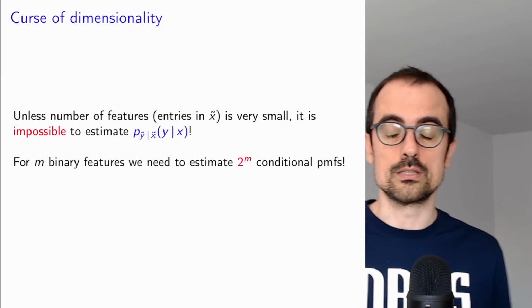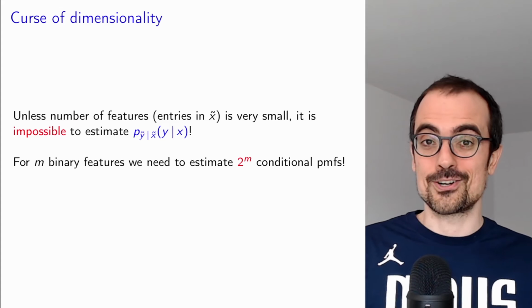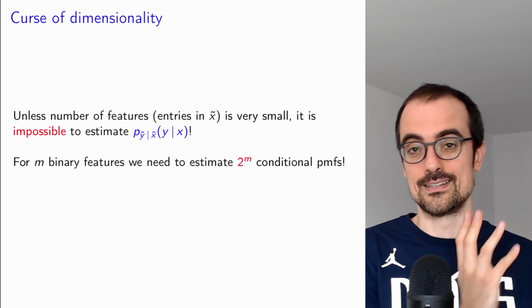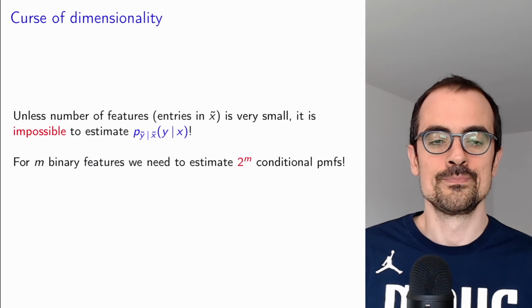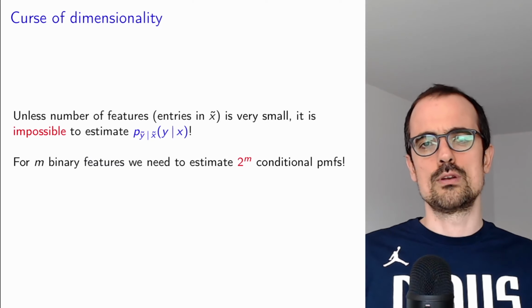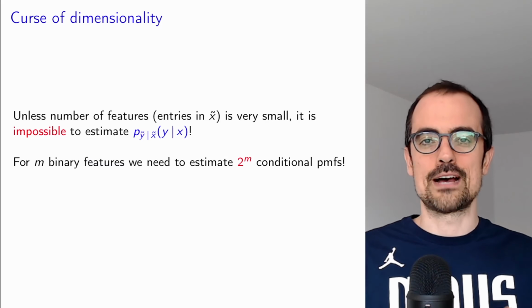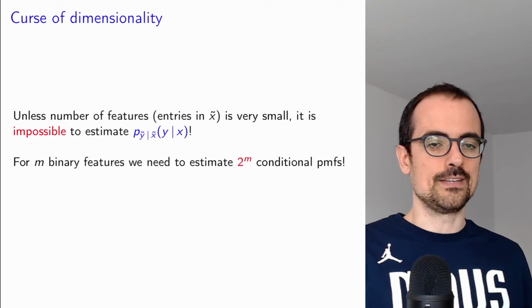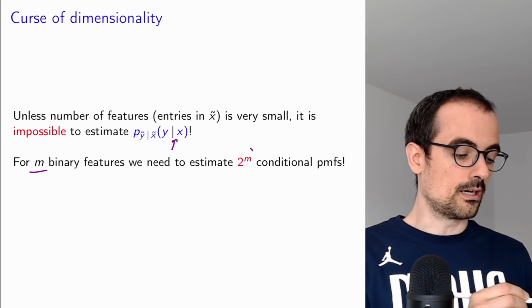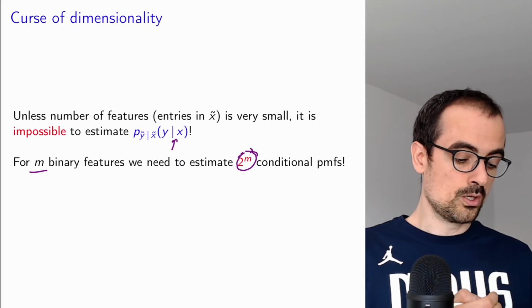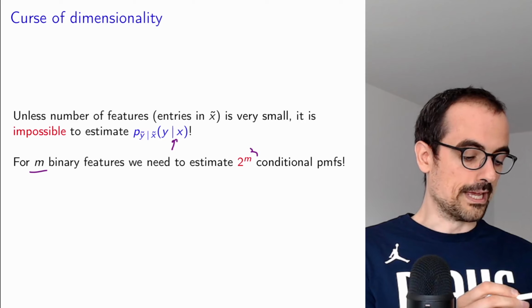To drive this important point home, imagine that the features are binary, and the features often are continuous, which makes it even more difficult, right? The volumes that we saw a moment ago are just continuous values. But let's imagine that the features can only have two values, say 0 or 1. Then how many conditional PMFs do we have to estimate if there are m features? The possible values of x are 2 to the m.